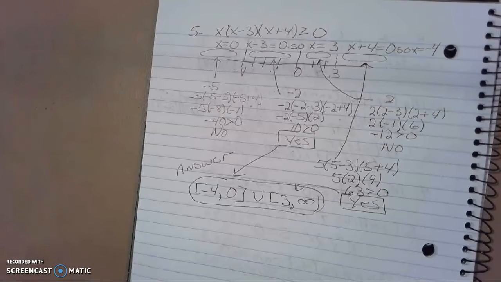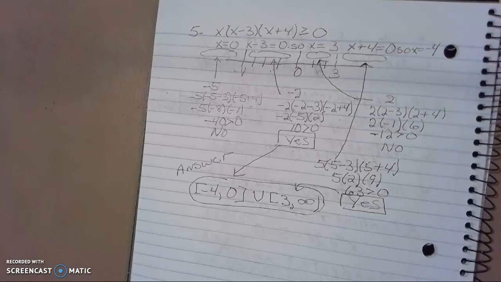First interval, something to the left of negative 4, such as negative 5. We get a negative number when we put negative 5 in for all the x's. We get a negative number, not greater than 0. Then a number between negative 4 and 0. I used negative 2. When we put it in, we came out with a positive number. So yes, that's greater than 0.